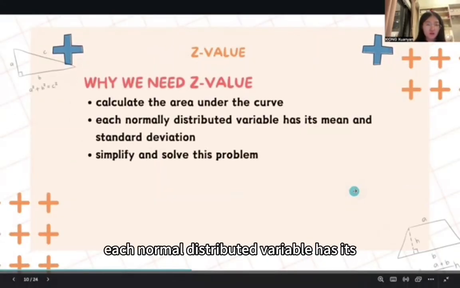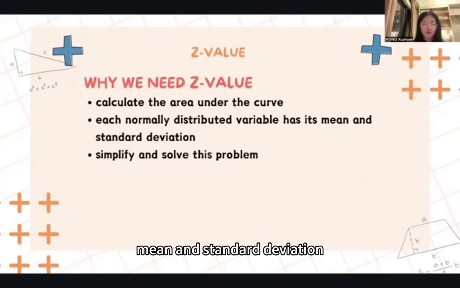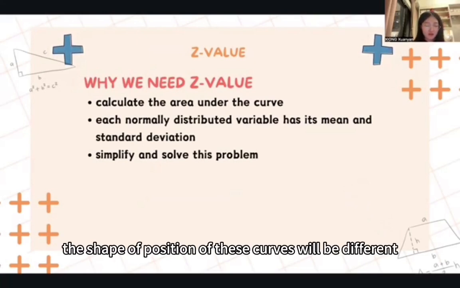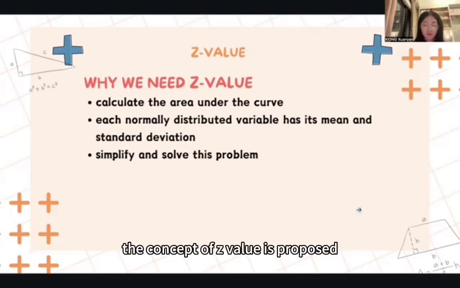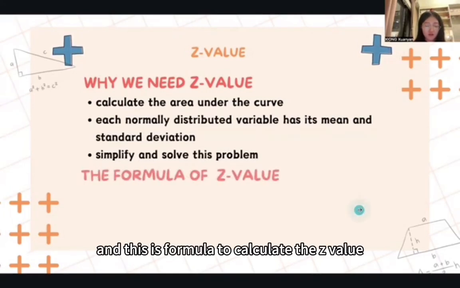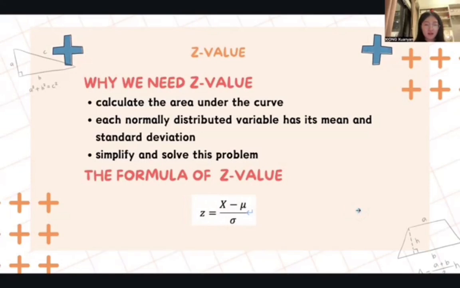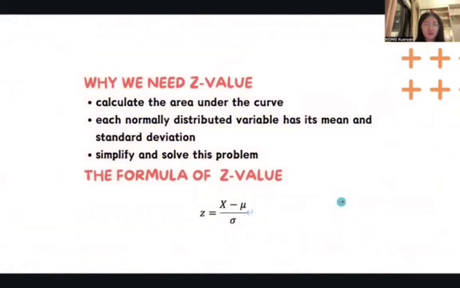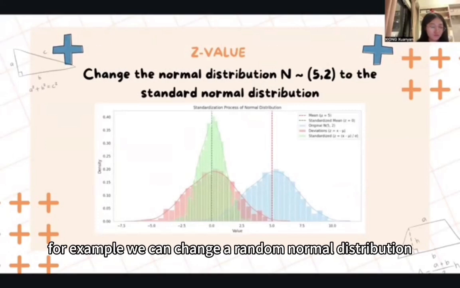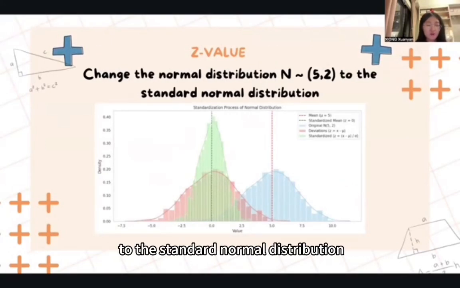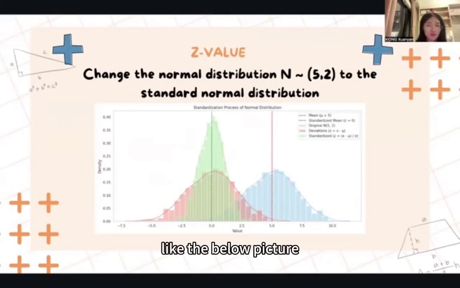Since each normally distributed variable has its own mean and standard deviation, the shape or position of these curves will be different. To simplify and solve this problem, the concept of z-value is proposed, and this is the formula to calculate the z-value. For example, we can change a random normal distribution to the standard normal distribution, like the picture below.